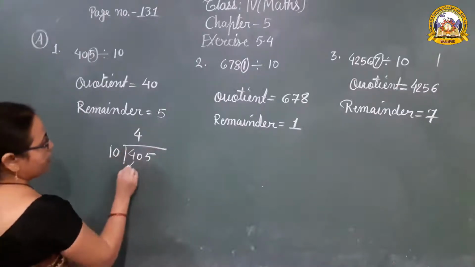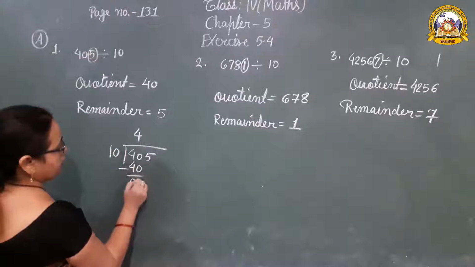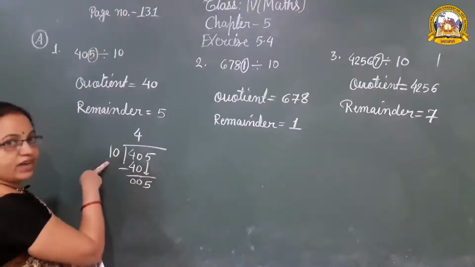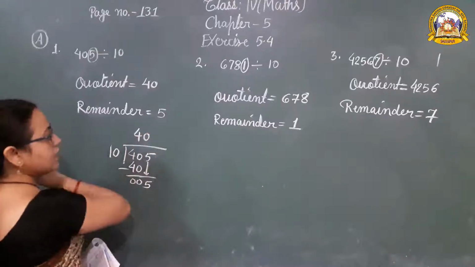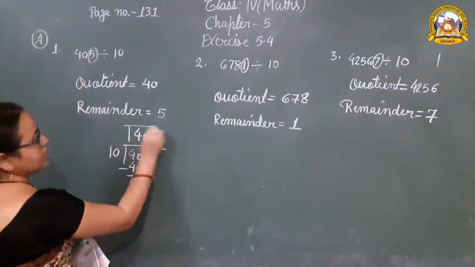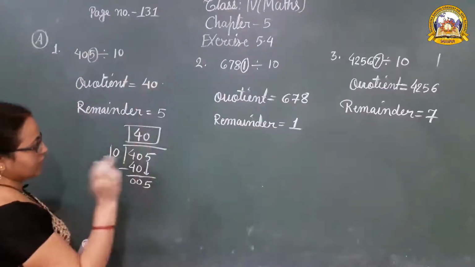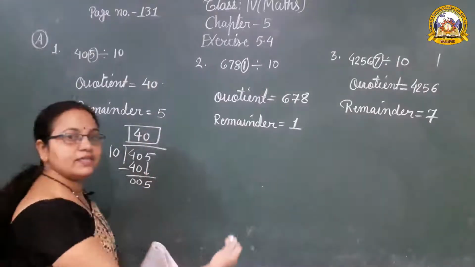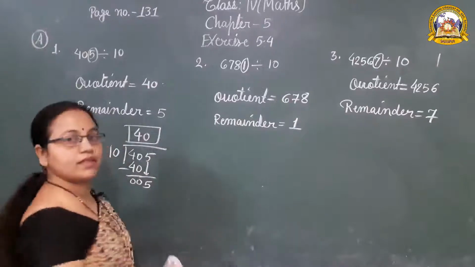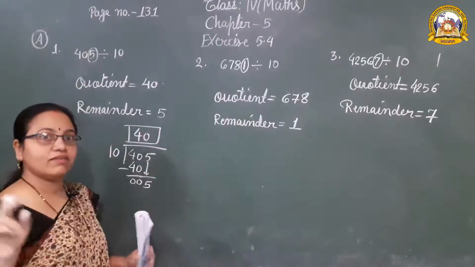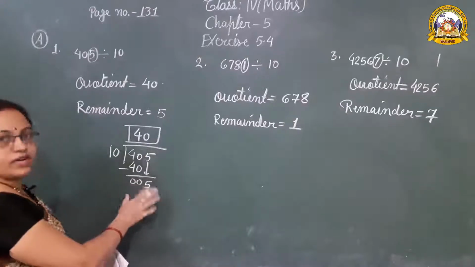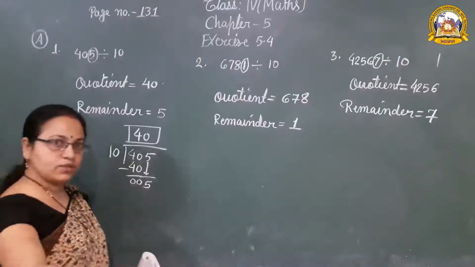10 4s are 40. Bring down the next digit, 5, is not possible to divide by 10, that is why I put the 0. So now what is the quotient? Quotient is 40 and remainder is 5. So we can check our answer by using the long division but in the rough work only. We do not have to show the long division here. Understood?